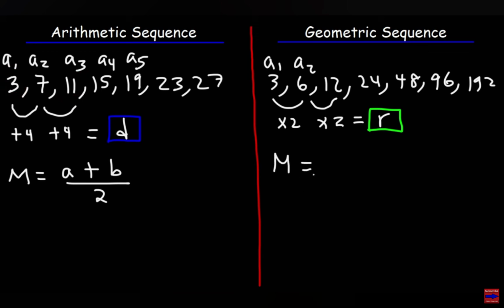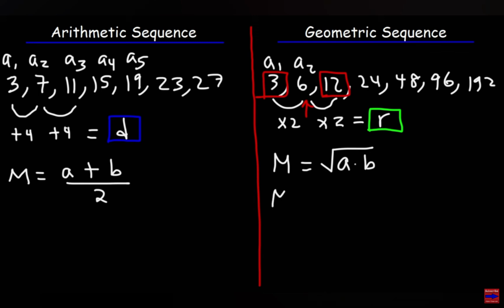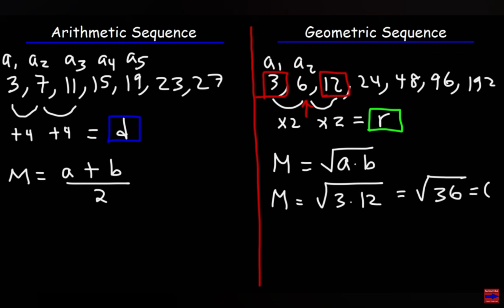The geometric mean is the square root of a times b. So let's say if we want to find the geometric mean between 3 and 12, we will get the middle number of that sequence, which is 6. So in this case, a is 3. 3 times 12 is 36. The square root of 36 is 6.